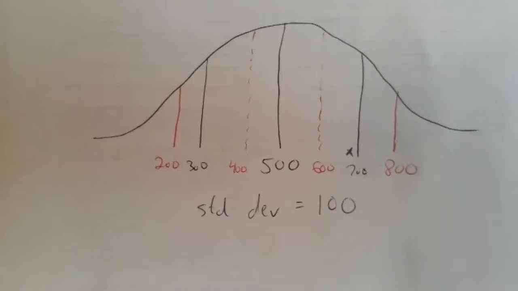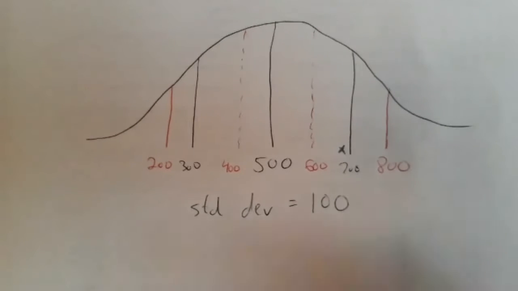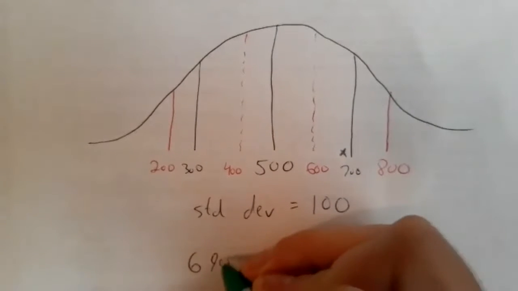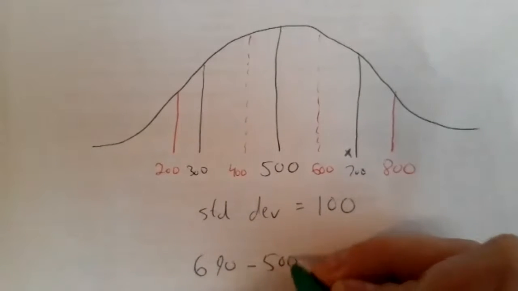You can write that up? Oh, wait, 690 you said? Yeah, 690. And that's a true score.